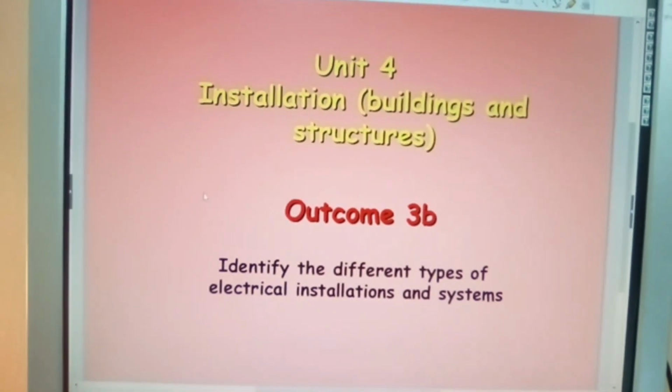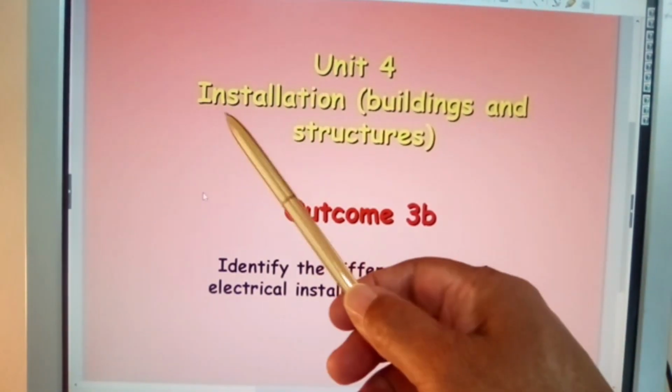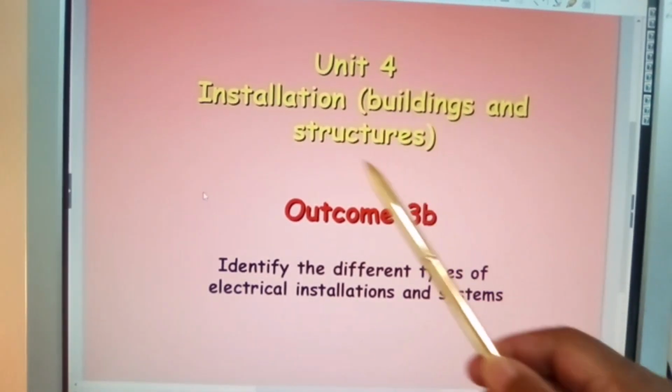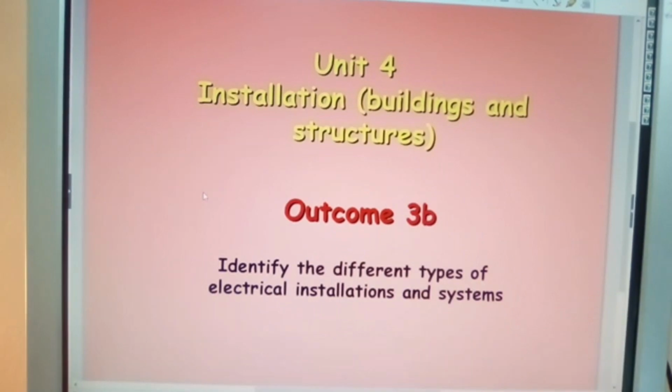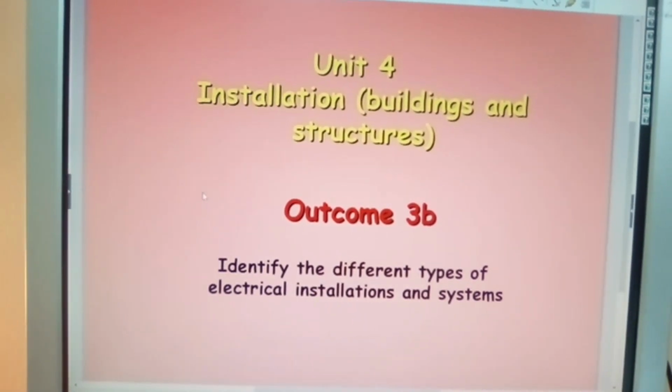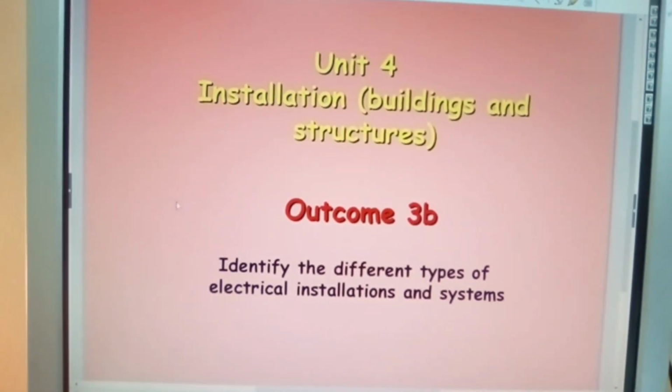And again, your main structure is installation buildings and structures. Okay, that is your main core. That's the course that you would be doing. So please bear that in mind. Identify the different types of electrical installation and systems. You should be familiar with that by now.